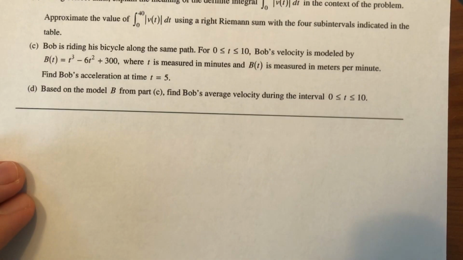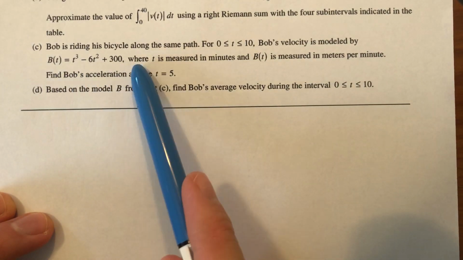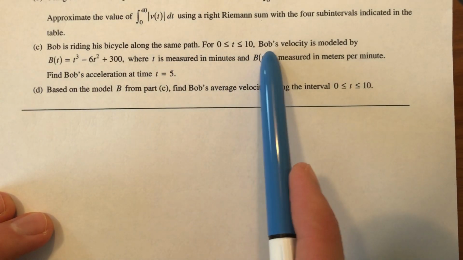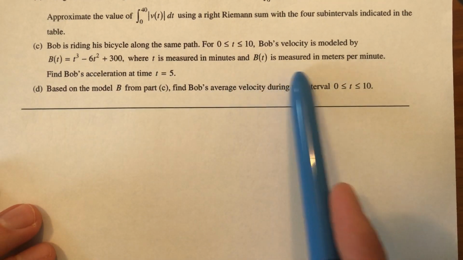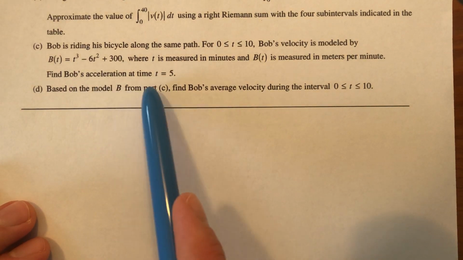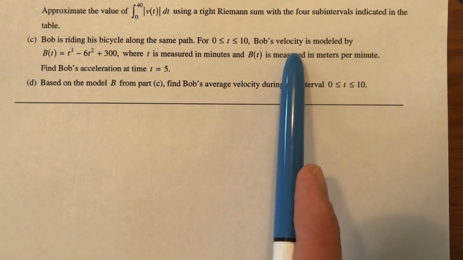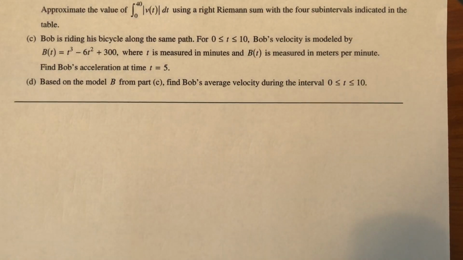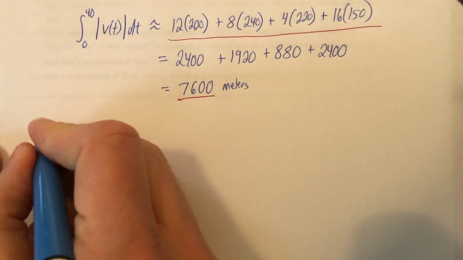All right, here goes. Part C. Bob is riding his bicycle along the same path. I wonder if Bob and Johanna know each other. Bob is riding his bicycle along the same path from 0 to 10. Bob's velocity is modeled by that, where t is measured in minutes and v of t is measured in meters per minute. Find Bob's acceleration. Acceleration is the derivative of velocity. They gave me velocity. Okay? So that's all we're going to do is find the derivative of that, plug in a 5. Okay? Now, let me tell you what not to do. Here's part C.